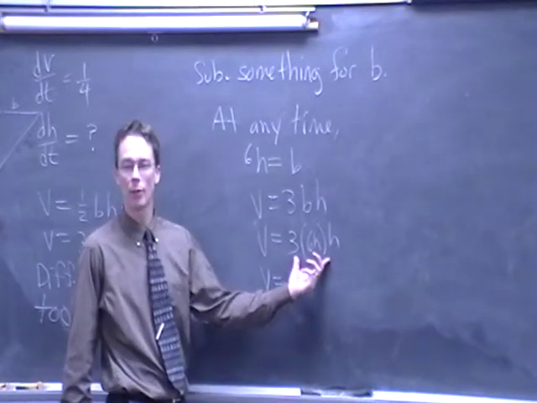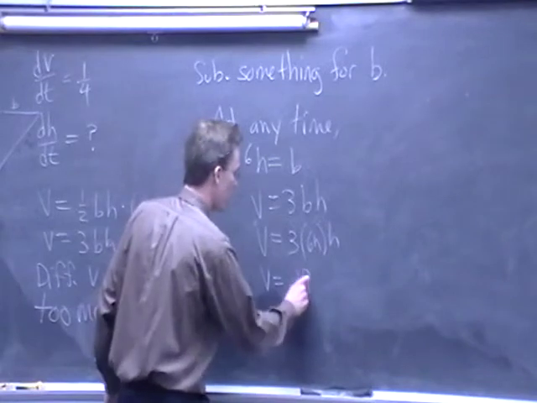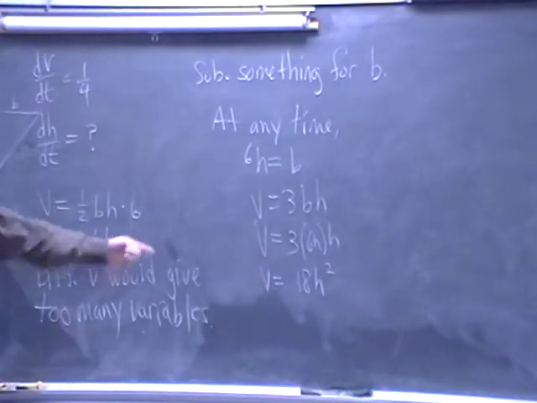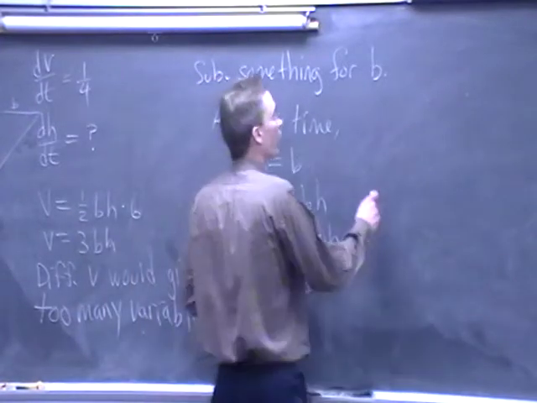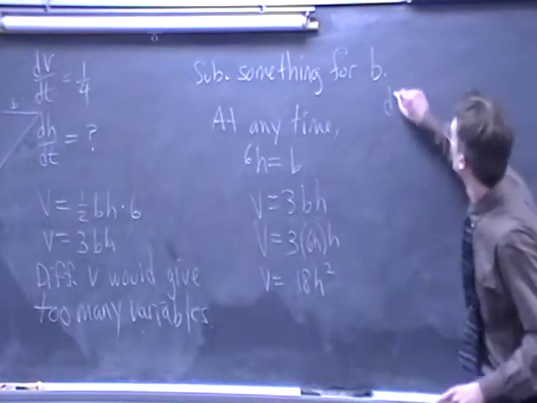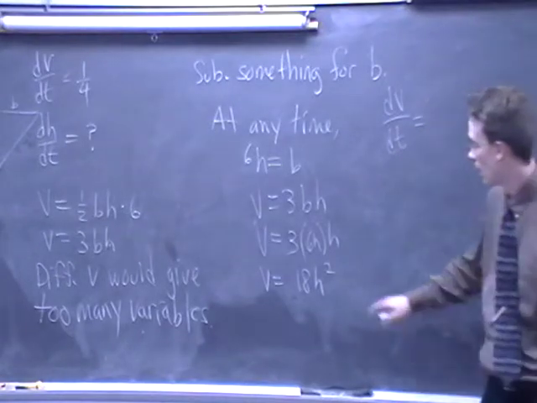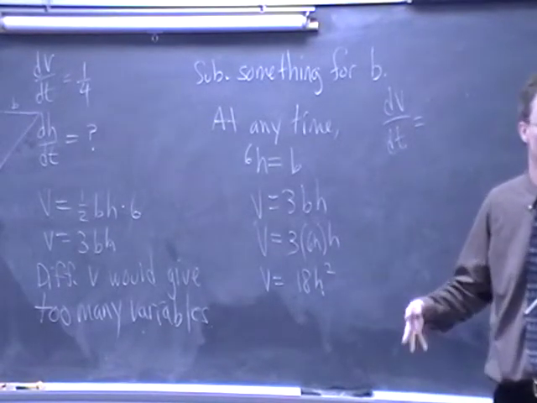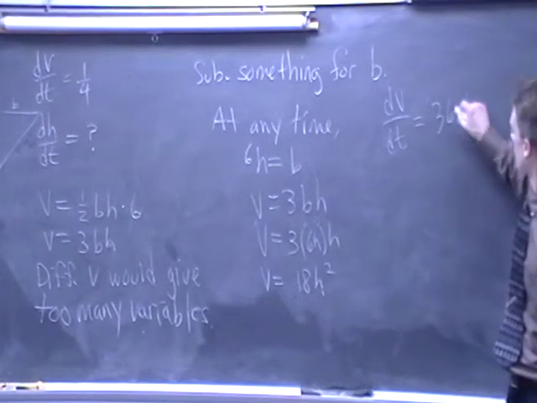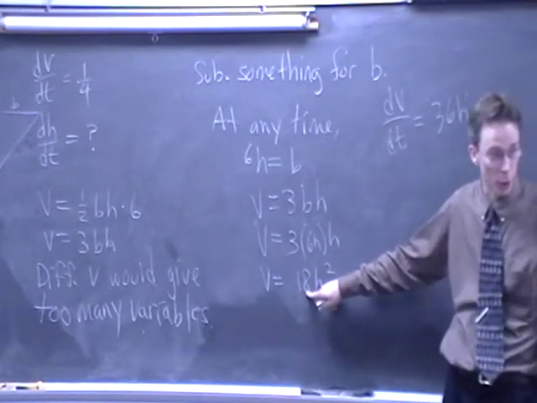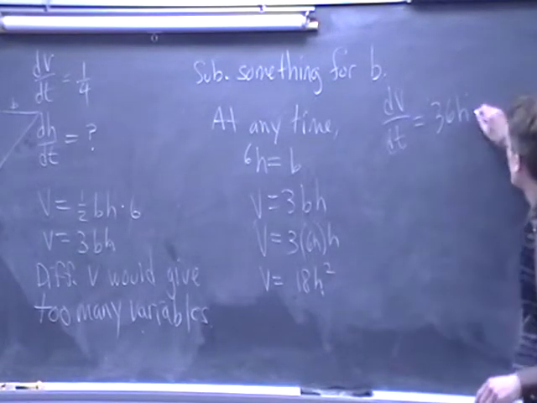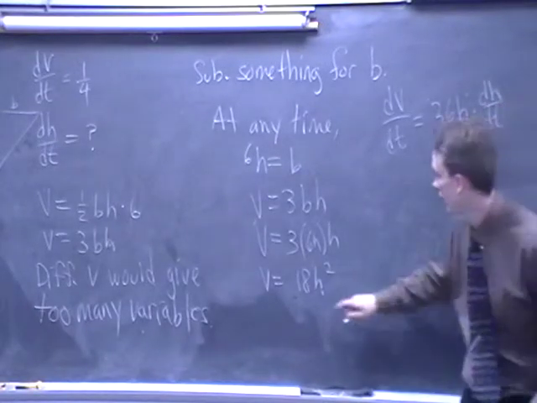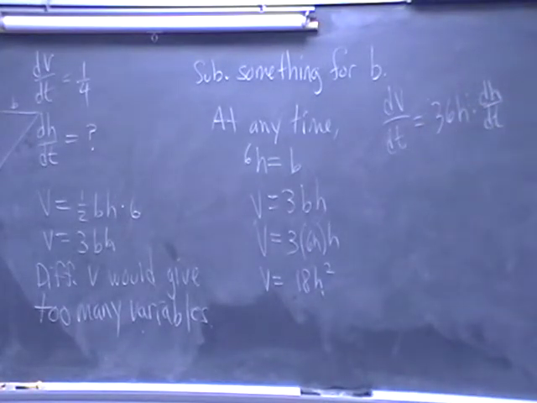When you multiply all this out, what's a better way of writing this? 18h squared. All right, I like differentiating this a whole lot better than differentiating that. Let's differentiate it. V is going to become dV over dt. 18h squared is going to become 36 dH over dt. Good. 36 is your new coefficient. H stays the same, the power of 2 drops to a power of 1. And then you chain on the derivative of the h quantity, which is dH over dt.